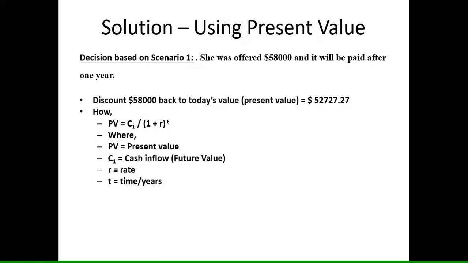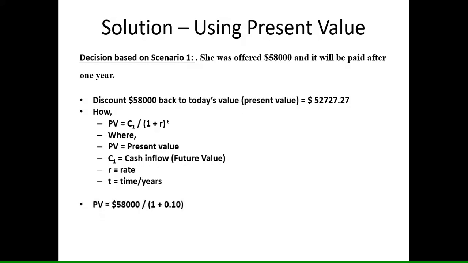What is the present value formula here? PV equal to C1 divided by (1 plus R) power T. What is PV? We are familiar with that, present value. C1 is the cash inflow in year 1, which is the future value here. R is rate, T is time. Rate is 10%, which is our assumption. Time is 1 year here. Let's try with this calculation.